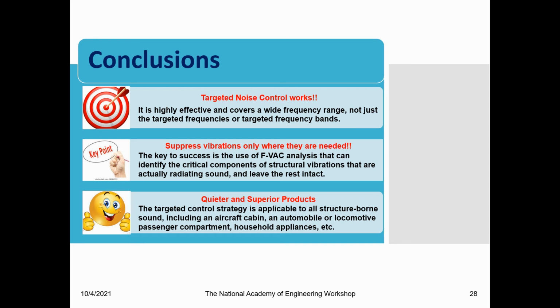In conclusion, we can state that the targeted noise control strategy works. First, this strategy is highly effective and covers a wide frequency range, not just the target frequencies or target frequency bands. Second, we can suppress structural vibrations only where they are needed. The key to success is the use of FVAC analysis that can identify the critical components of structural vibrations that actually radiate sound and leave the rest intact. And third, the outcome of targeted noise control is quieter and superior products.